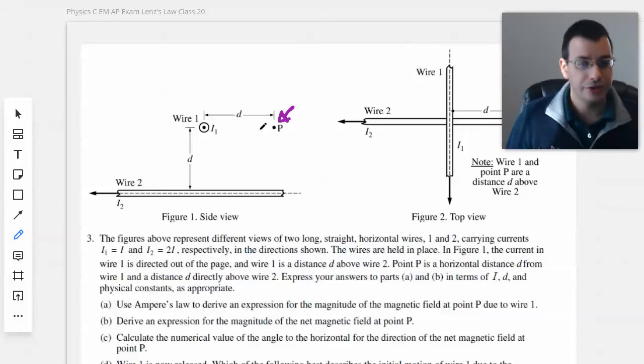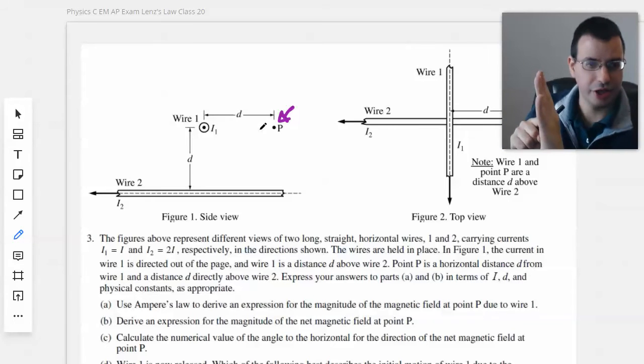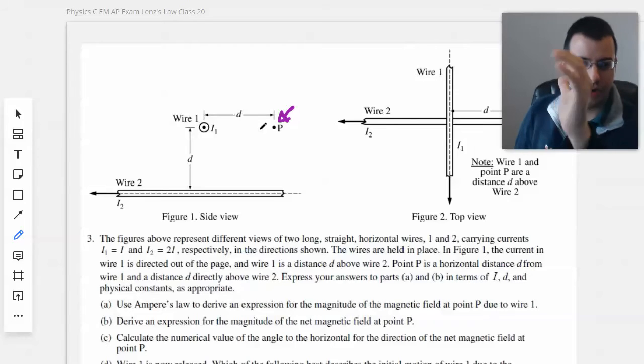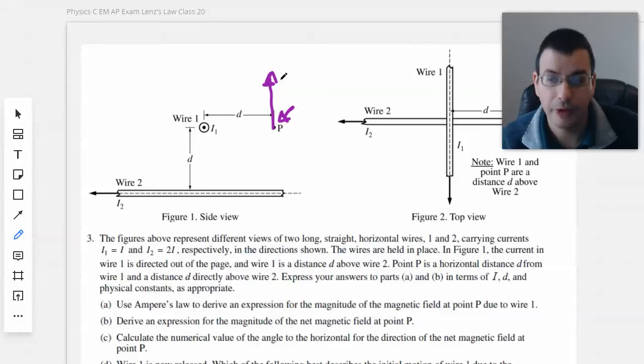First off, we're going to use the right hand rule to figure out where we're going here. Thumb along the direction of the current flow, which is out of the board, hands wrap around, and we're going to get a magnetic field that's circular, and specifically at this point it's going to be upward.